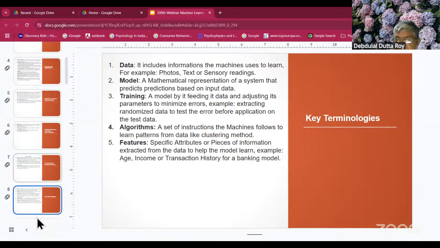So there should be 75% data for the training purpose, and then whatever your findings, that will be applied in case of the test data for the model fitness. Algorithms, a set of instructions the machine follows to learn patterns from data, like clustering method. Features, specific attributes or pieces of information extracted from the data to help the model learn, for example, age, income, or transaction history for a banking model. So these are the important issues in case of machine learning.